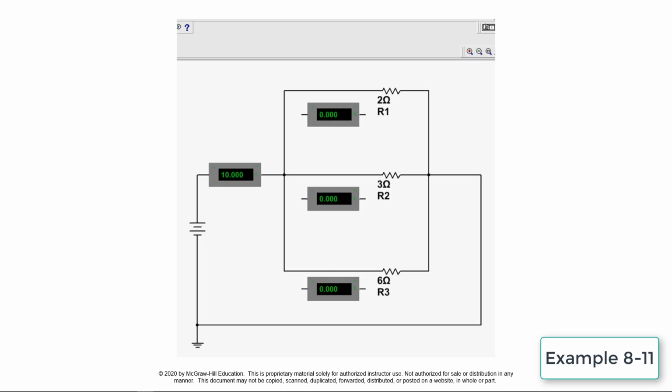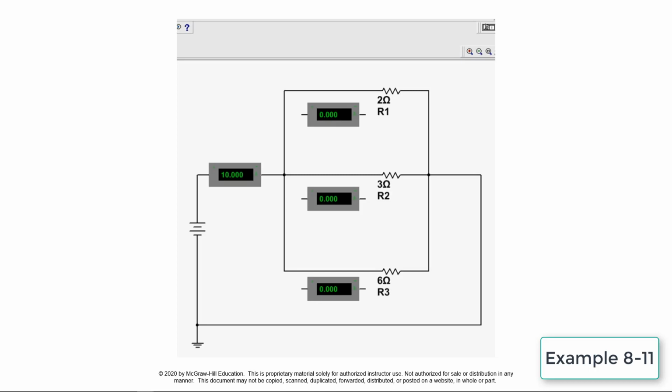This circuit simulates the operation of a parallel current divider circuit. The 3 resistors form a parallel circuit bank that has a current of 10 amps flowing into it. The current flow through each resistor is inversely proportional to its ohmic value. The higher the resistance value, the lower the current flow.